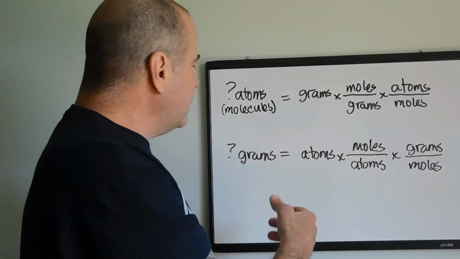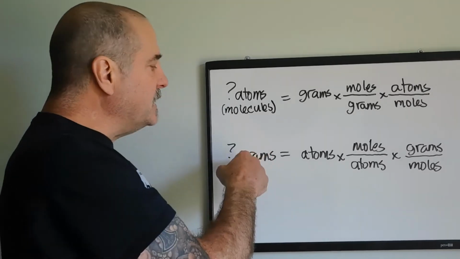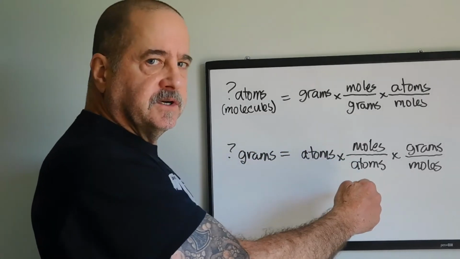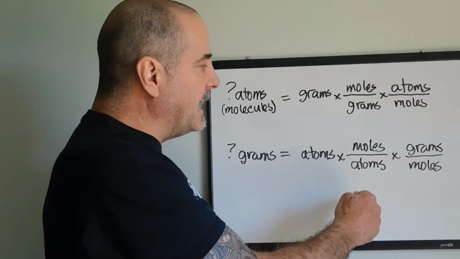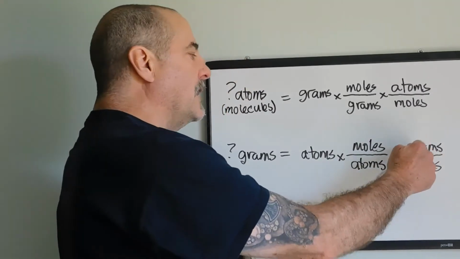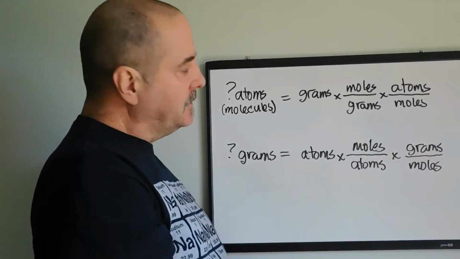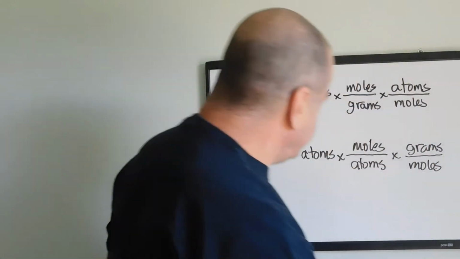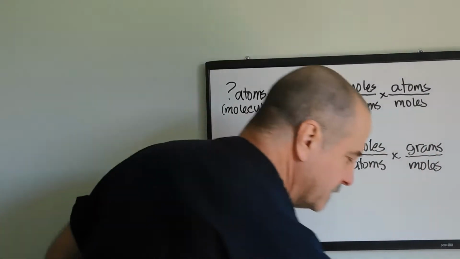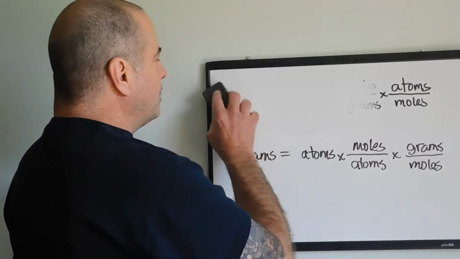When you're going back the other way, how many grams are in a certain number of atoms? You know there's 6.022 times 10 to the 23rd atoms in 1 mole. And then you know in 1 mole how many grams you've got. So the atoms will cancel, the moles will cancel, leaves you grams, which is what you're looking for. So let's do a problem.